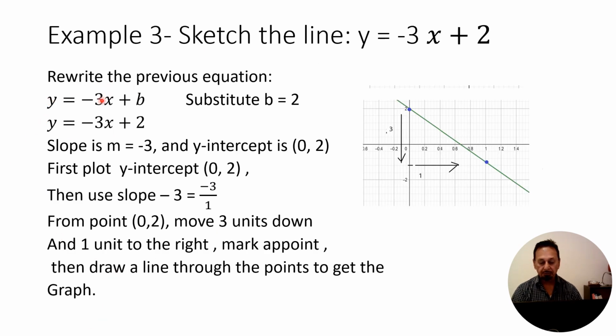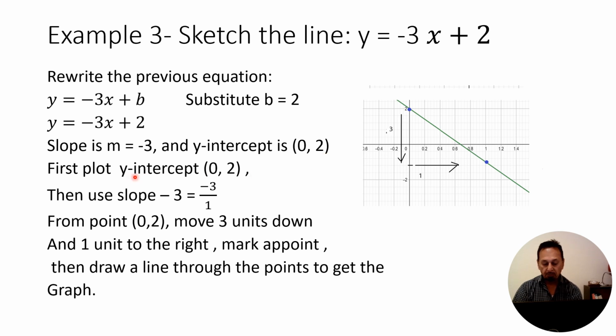So rewrite the previous equation, y equals negative 3x plus b. The value of b we just found, b equal to 2, we substitute in this equation. The equation becomes y equals negative 3x plus 2. So now the slope is m equal to negative 3 and the y-intercept is (0, 2).